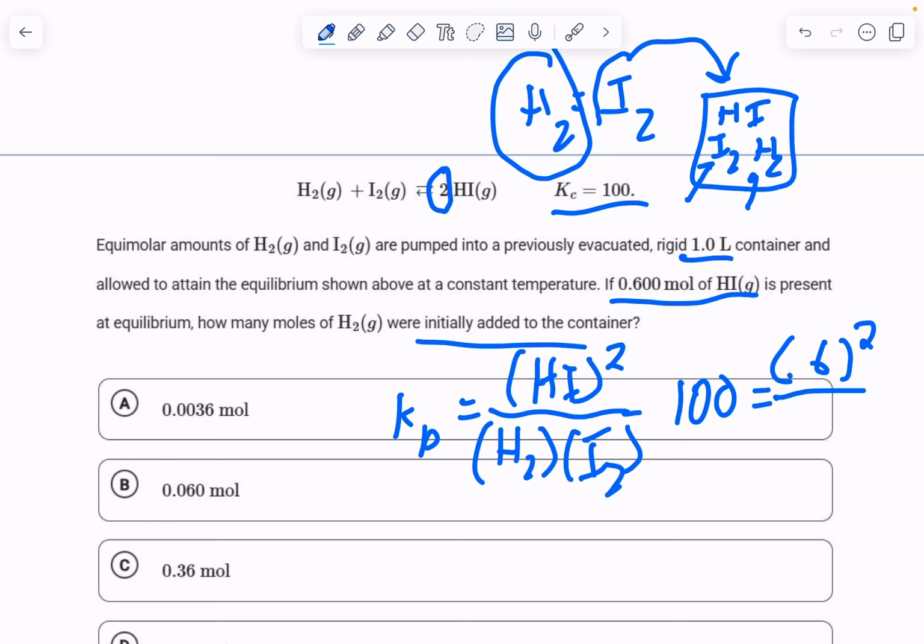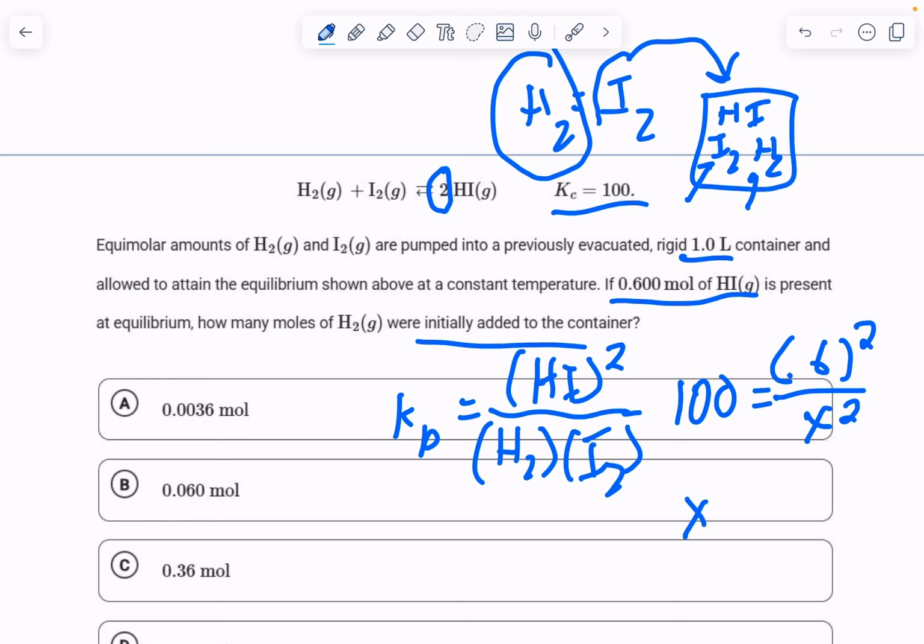And then I'm going to put H2 and I2 on the bottom. I don't know what those are, but essentially that becomes my missing variable. So I'm just going to put x squared, because that's what I'm looking for. I'm just placeholding x to make it a little simpler, something we're all familiar with, to solve for it. Now we've got to solve for x.